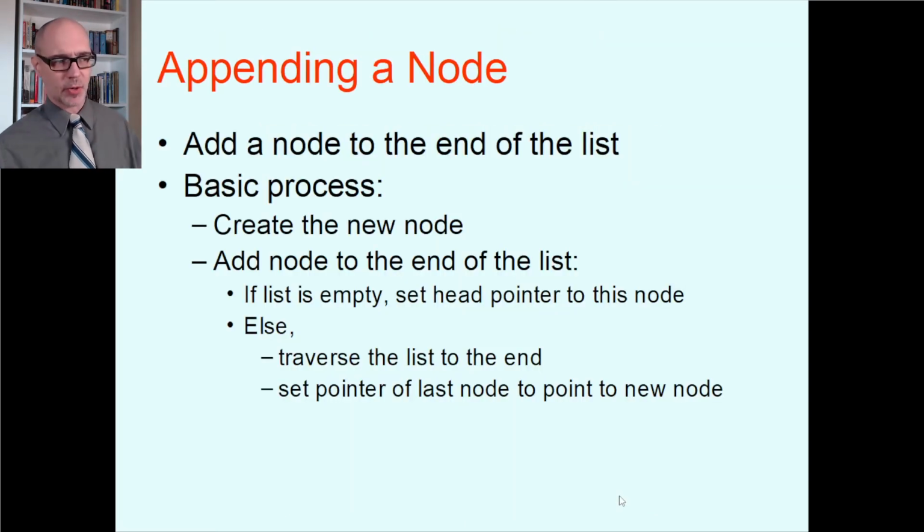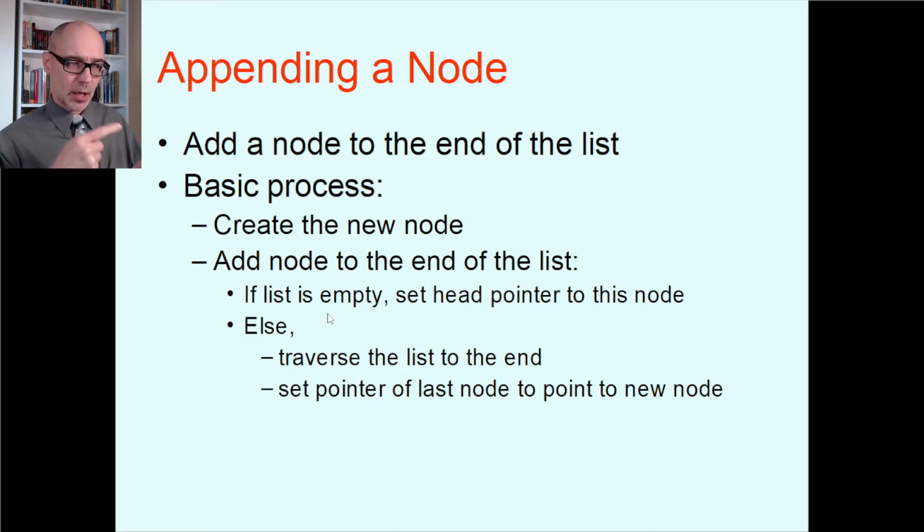Okay, let's talk about some other functions, right? Appending a node. And that means, again, adding a node specifically to the end of the list. That's what append means, adding specifically to the end. So your basic process here is you're going to dynamically allocate a new node. We said you dynamically allocate one node at a time. So do that. And then you have to link it up in the right place in the list, which is to say the end of the list.